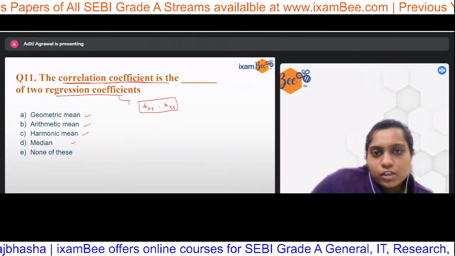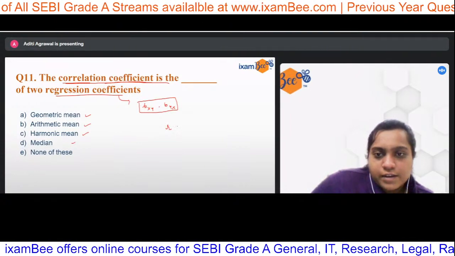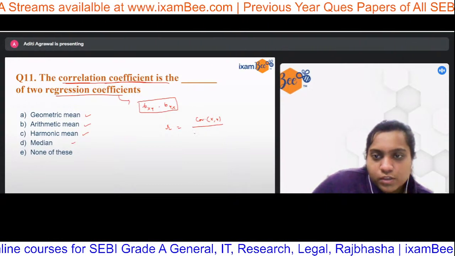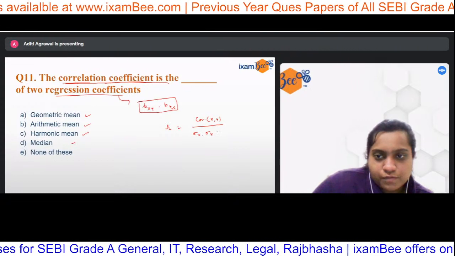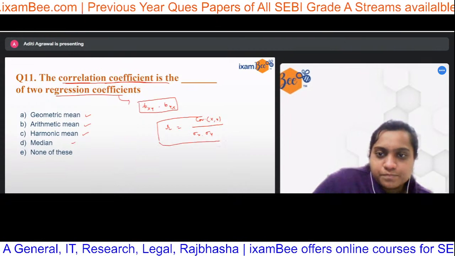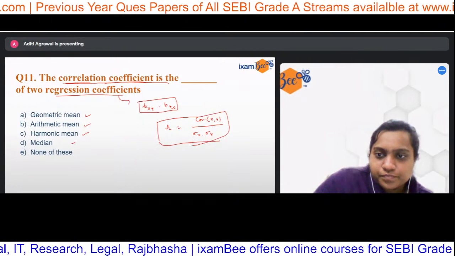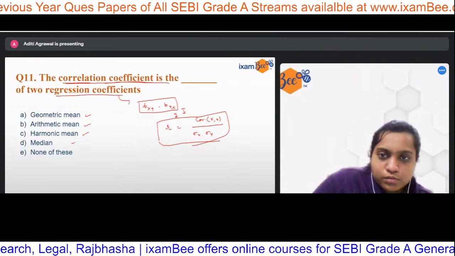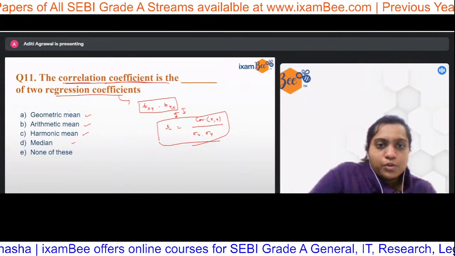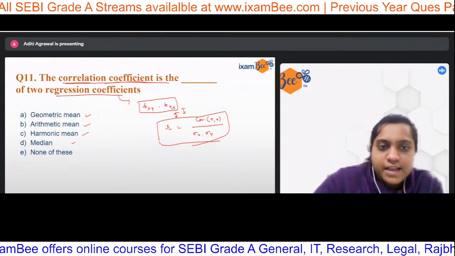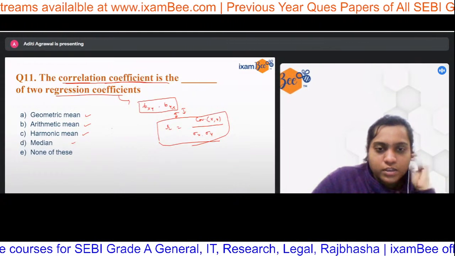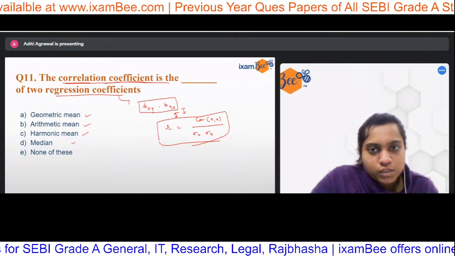Now, the correlation coefficient r is the covariance between the two variables x and y upon the standard deviation of x times the standard deviation of y. How are these two related? This is what the question is asking. What's the relation between the two? Would you like to answer in the chat? Is it the geometric mean of the two, or the arithmetic mean, or the harmonic mean, or the median of this value?